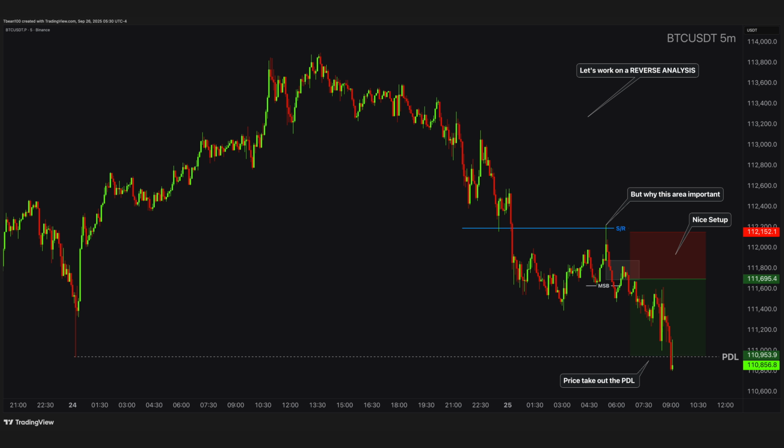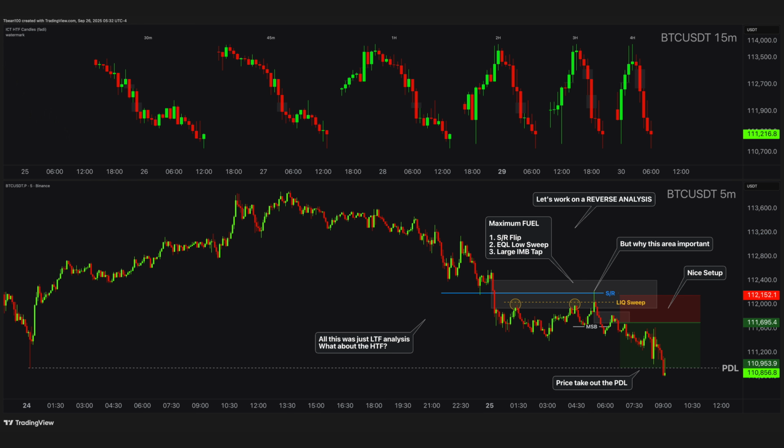First of all, notice the inner SR flip right here. Then you can see the inner liquidity sweep, the equal lows being hunted, and all of this happens inside a large imbalance area. So this becomes the maximum fuel point. There you have the SR flip, the inner liquidity sweep, and the large imbalance all together. However, remember that is just the low time frame analysis. What matters the most is what happened on the higher time frames. Let's take a look at the top to see the higher time frame action.